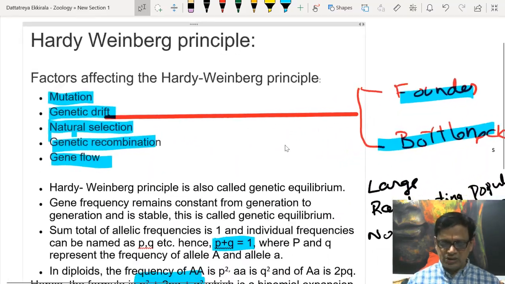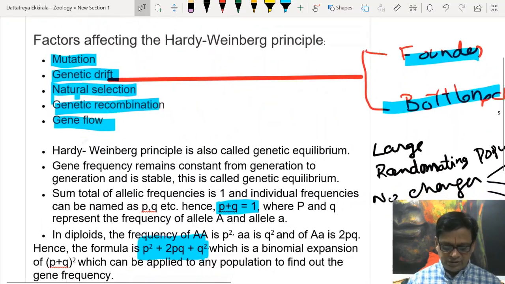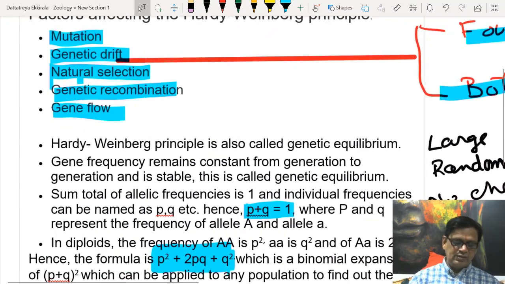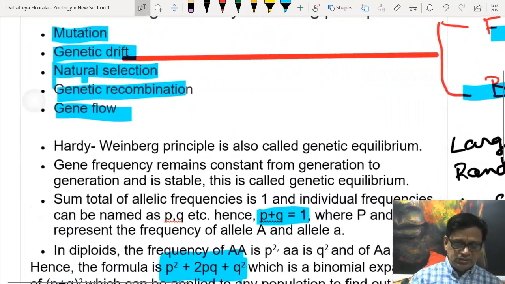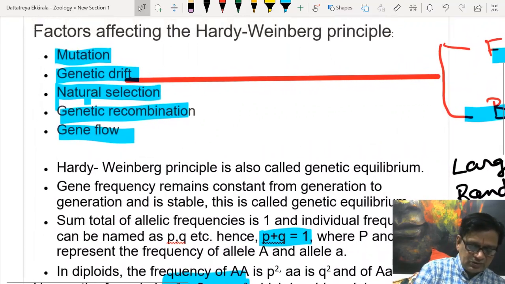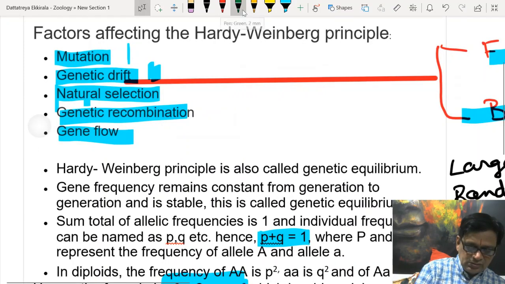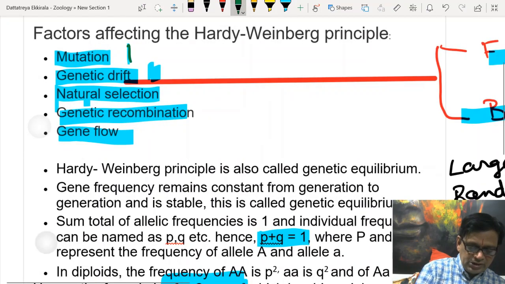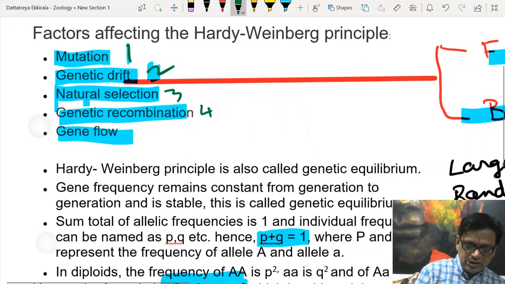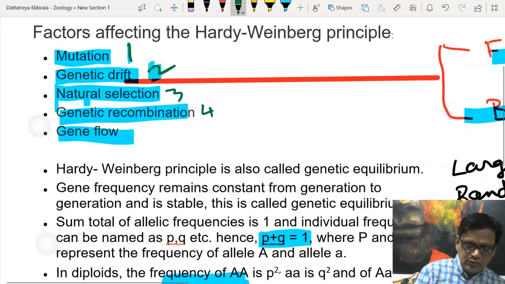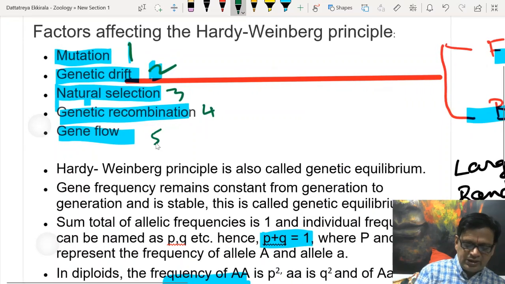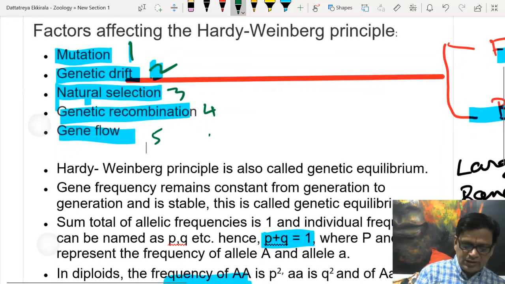Bottleneck means the natural calamities, right? Because of natural calamities also, sometimes. So rarely, genetic recombinations will also cause changes, right? So mutations, genetic drift, natural selection, genetic recombinations, gene flow, migration. You can also call it gene migration, movement from one place to another.